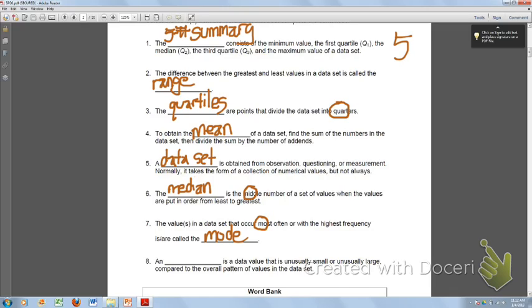Number 8. And blank is a data value that is unusually small or unusually large. We call that an outlier. It lays outside of the rest of our data. Outlier. And there goes your solution to page number 0.